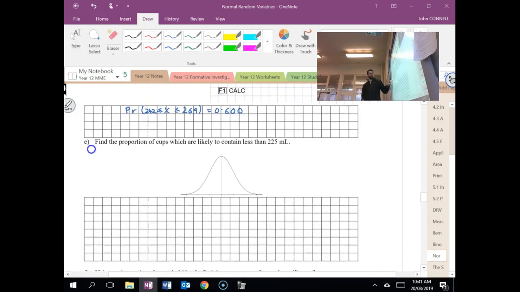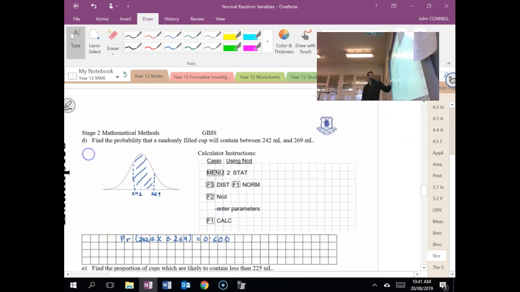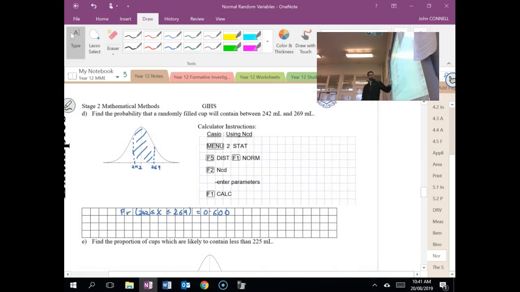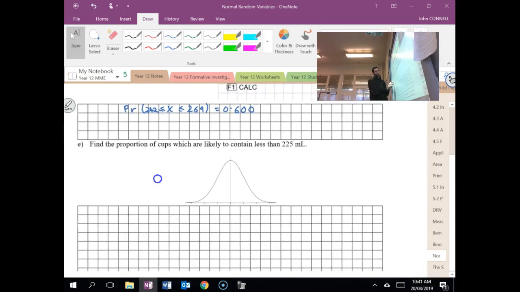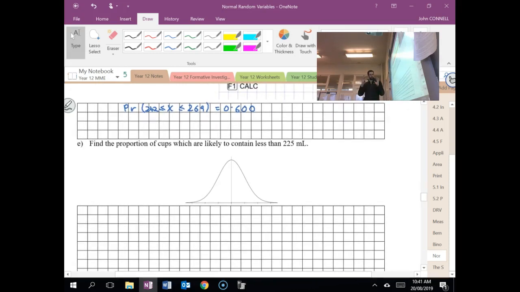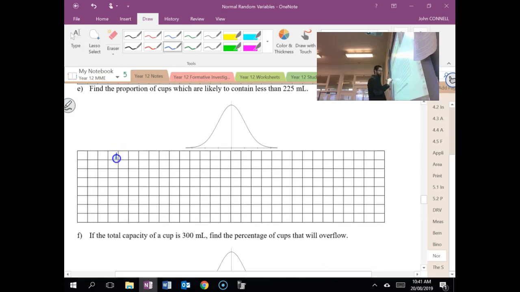Find the proportion of cups which are likely to contain less than 225 mils. Notice that the wording of the question has changed. Here it's find the probability that one cup will lie in this range. Now it's proportion. So out of all the cups, what percentage or what proportion of the cups are going to contain less than 225 mils? So there's a probability that X is less than 225.